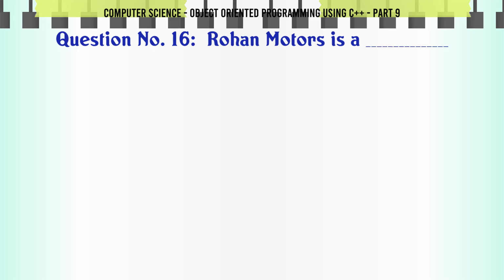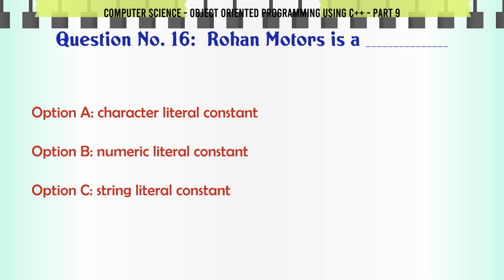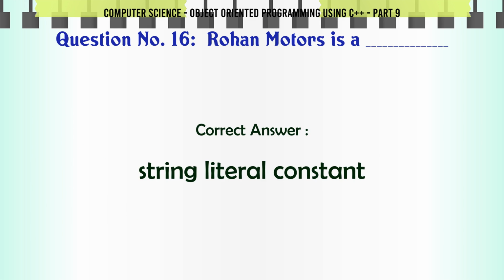"Rohan Motors" is A. a character literal constant, B. a numeric literal constant, C. a string literal constant, D. a variable. The correct answer is string literal constant.